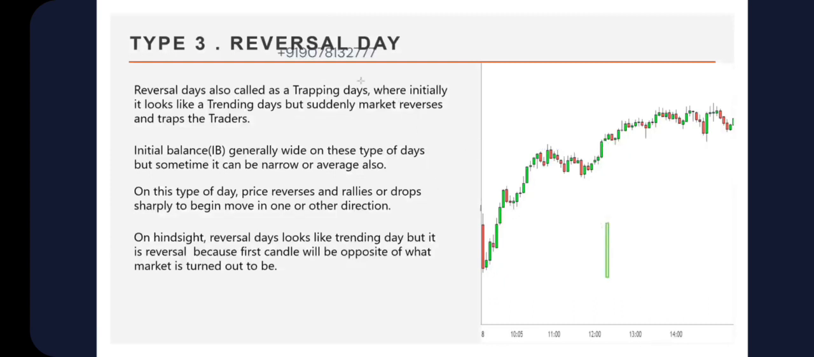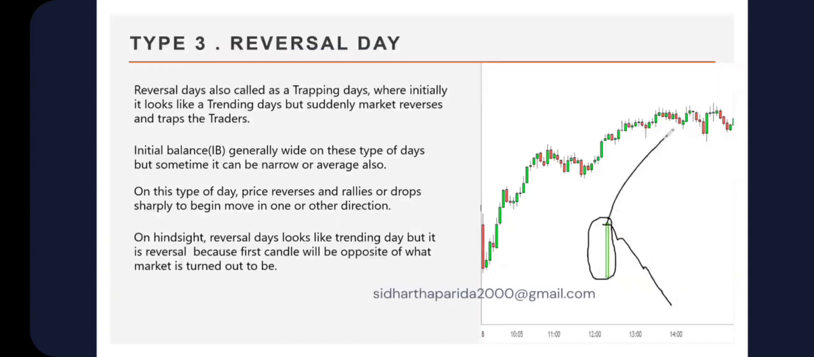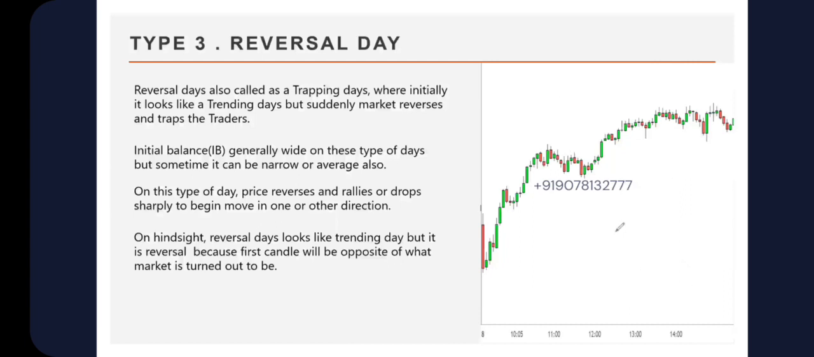Or it opens with a huge bullish candle and suddenly you will see the market reversing, right? The bullish candle gives an impression that it's bullish, the market will go like this, but it is going downwards. So that is what reversal days or trapping days are, and that also very frequently happens in the market. Initial balance is generally wide on this type of day, but sometimes it can be narrow or average also.